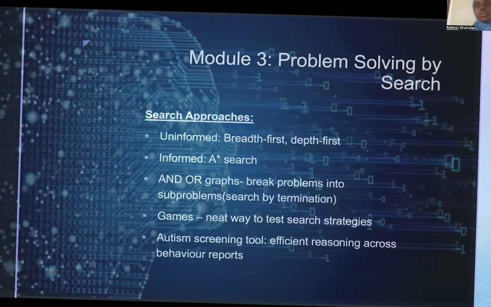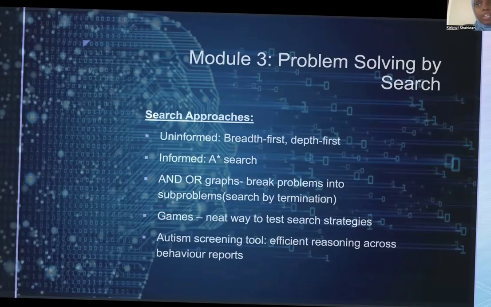Then the third module is about problem solving by search. You're solving a problem, but you're searching through it. So in problem solving by search, we have uninformed searches. Uninformed searches include breadth first search. We have depth first search.